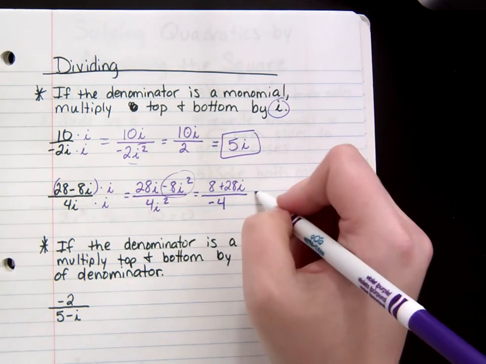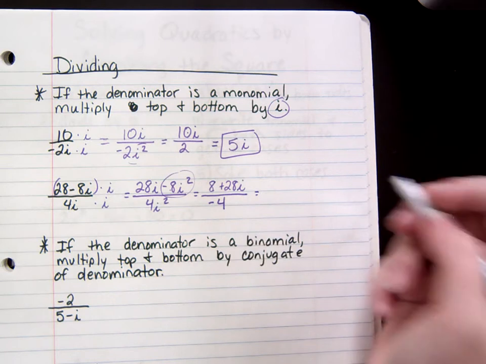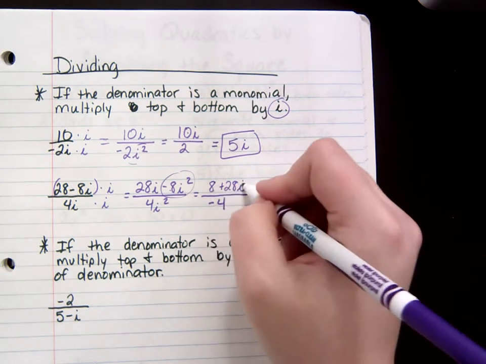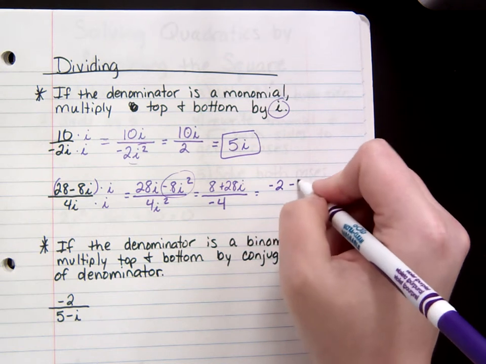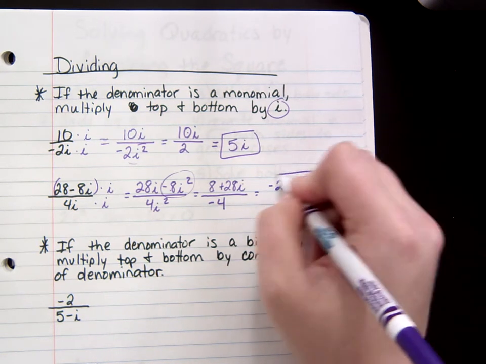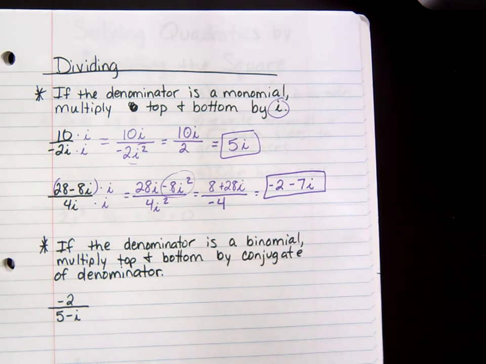One more thing, everything here is divisible by negative 4. So I'm going to divide each number by negative 4 to get negative 2 minus 7i, and that's my final answer.